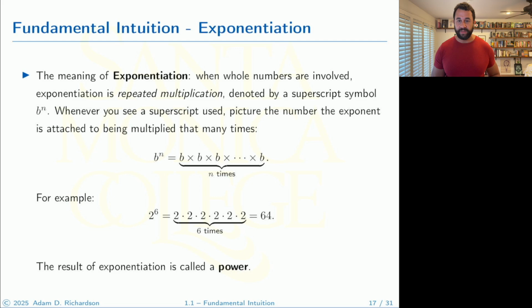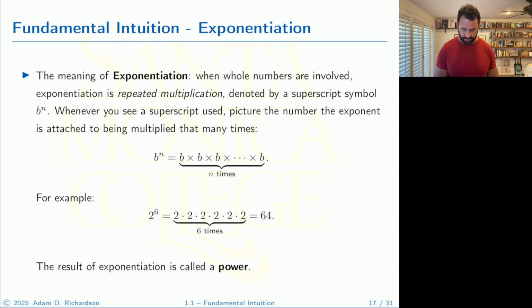Okay, now let's talk about exponentiation. Before we get to division, let's talk about exponentiation. When whole numbers are involved, exponentiation just means repeated multiplication. It means multiplying something over and over and over again. And the way that we denote exponentiation is with a little superscript.